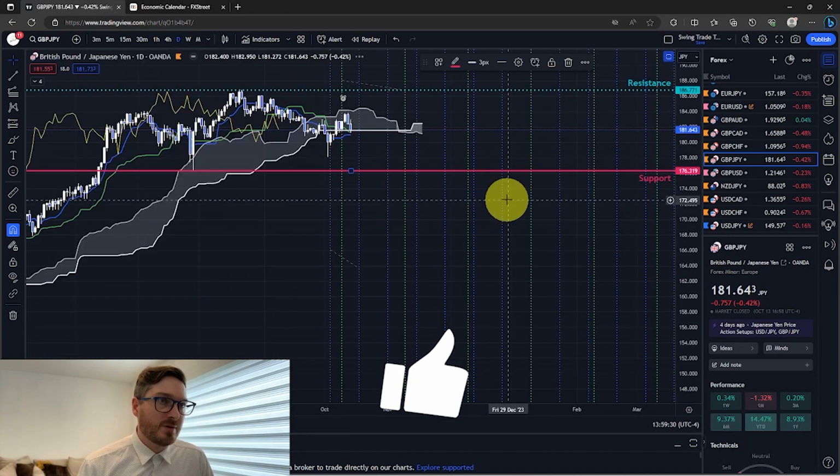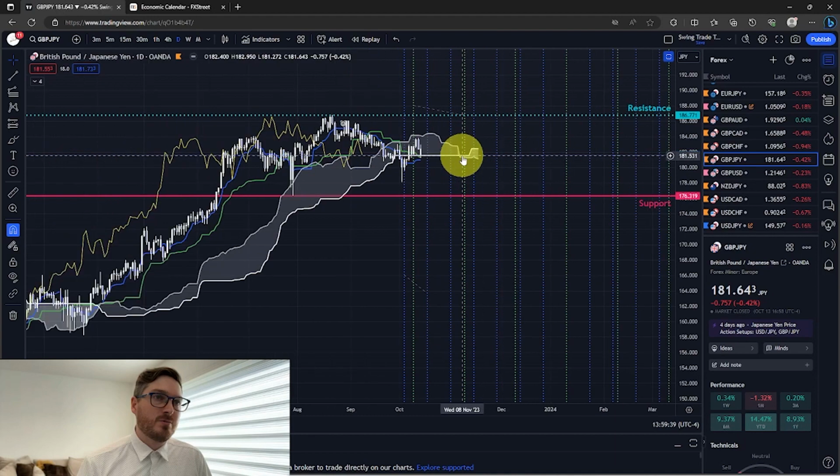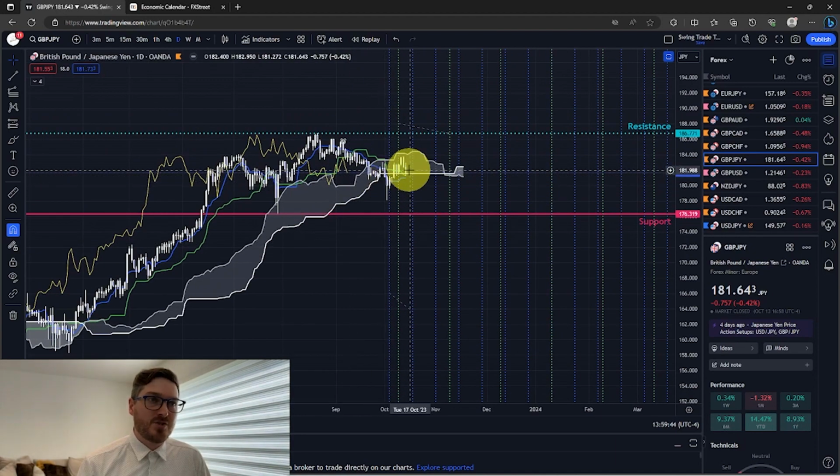But let's look at the daily chart. So at the daily chart, we just have a ranging market. We've got the Chico span overlapping the candles. We have a bearish cloud twist here. And we have price pretty much inside the Kumo cloud right now. So this is a ranging market.